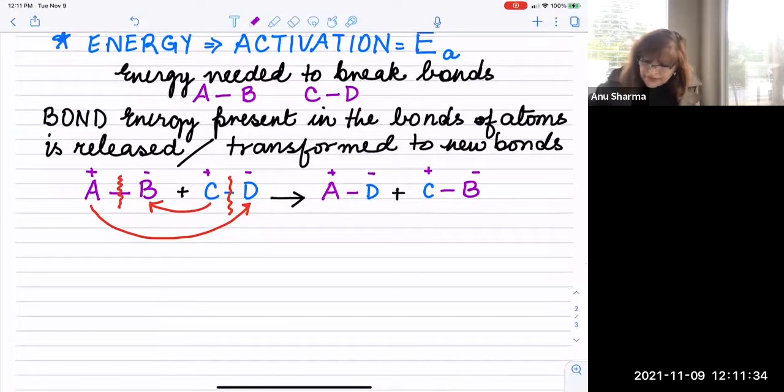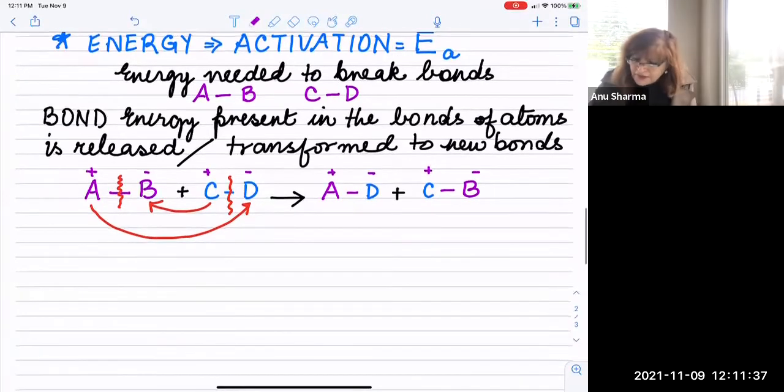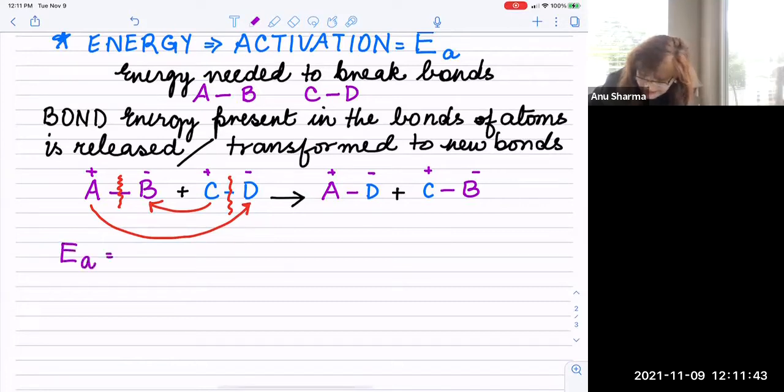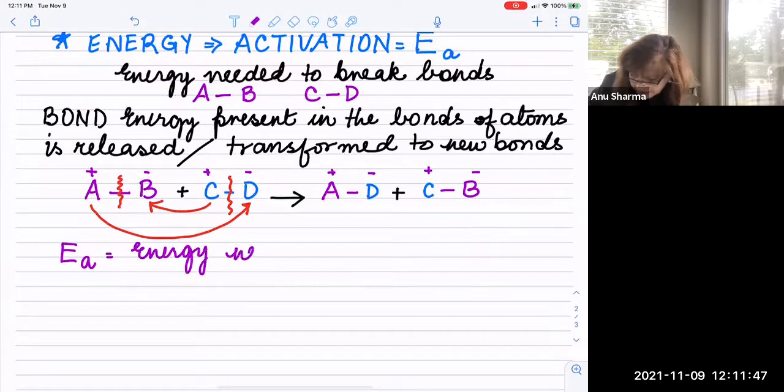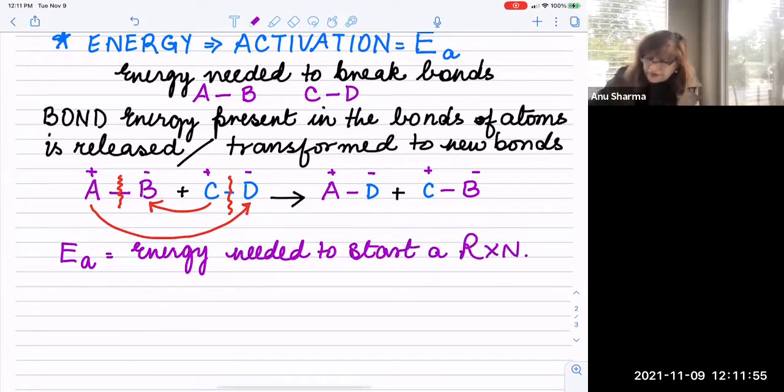So this is what the activation energy is. So in other words, this is the energy bond. So energy of activation is the energy needed to start the reaction. Energy needed to start a reaction. And it's a chemical reaction we are talking about here.